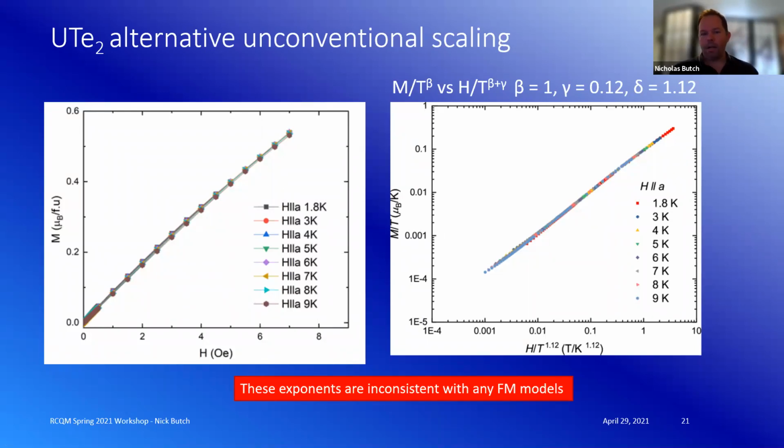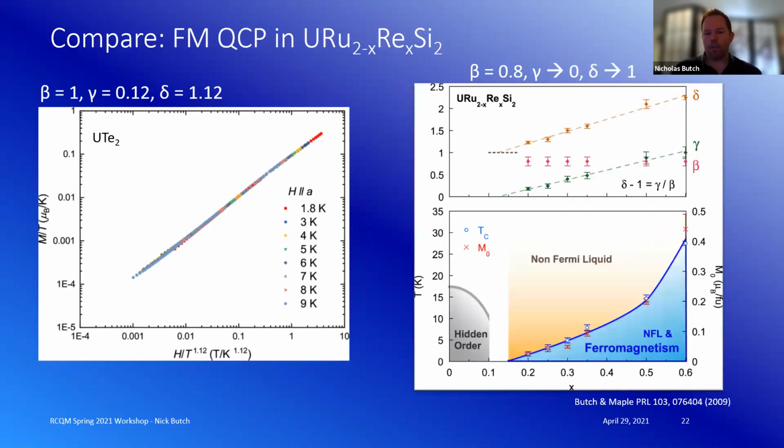Well, it's not quite nonsense. A guy named Butch and his advisor Maple published a paper a while ago on rhenium substituted uranium ruthenium-2 silicon-2. It's also a ferromagnetic system where you suppress the magnetism, and it also has some very strange exponents. In that case, there's a trend that one can point to. But to the best of my knowledge, these don't actually have any kind of theoretical underpinning. So there's nothing that really truly explains them.